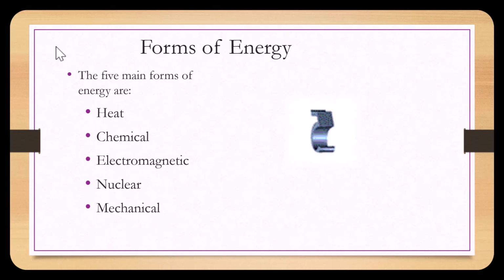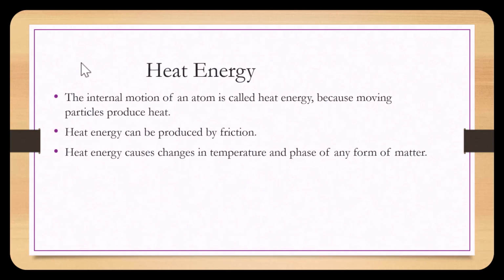The 5 main forms of energy are heat energy, chemical energy, electromagnetic energy, nuclear energy, and mechanical energy. The internal motion of an atom is called heat energy because moving particles produce heat. Heat energy can be produced by friction. Heat energy causes changes in temperature and phase of any form of atom.